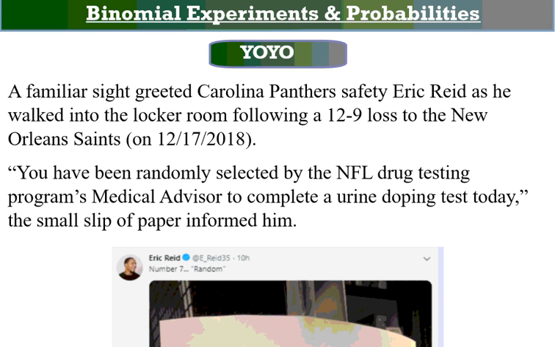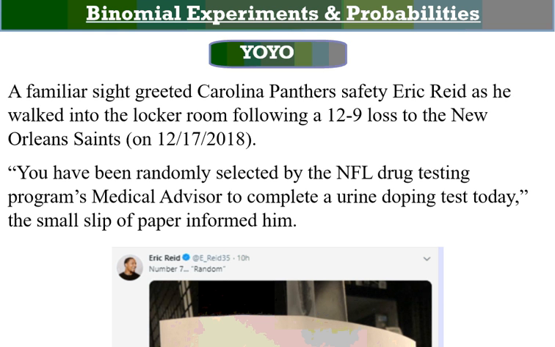I'm going to give you a chance to try with something that actually occurred in the news. So a familiar sight greeted Carolina Panthers safety. So this is an NFL scenario with some steroid testing. Safety Eric Reid as he walked into the locker room following a 12-9 loss to the New Orleans Saints. This occurred on December 17th of 2018.